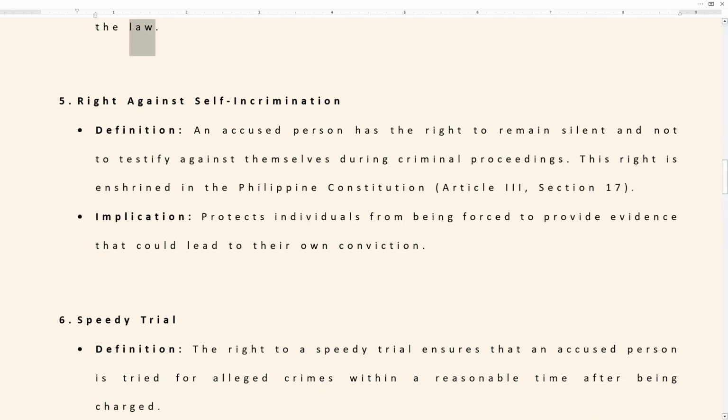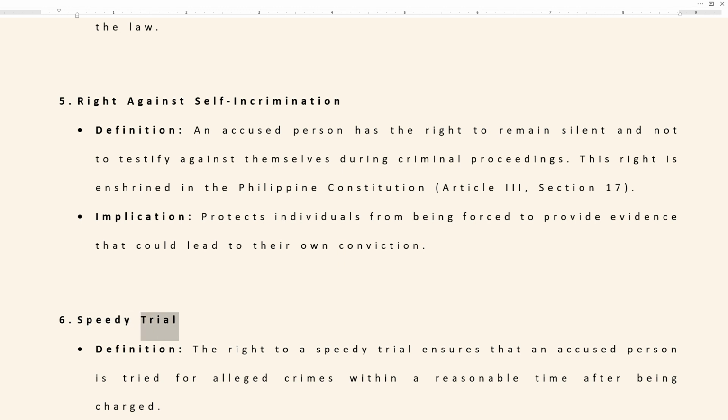Right against self-incrimination. Definition: an accused person has the right to remain silent and not to testify against themselves during criminal proceedings. This right is enshrined in the Philippine Constitution, Article 3, Section 17. Implication: protects individuals from being forced to provide evidence that could lead to their own conviction.